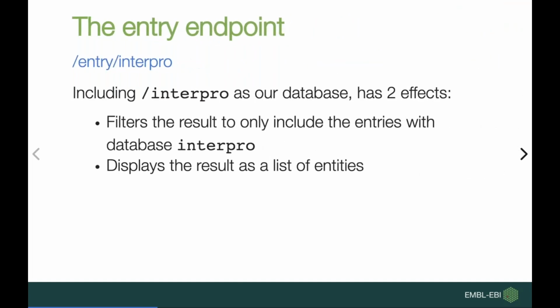Then we go a little bit further and say, no, not just entry, I want entry /interpro. That means that I am filtering the information of entries and I'm just interested in InterPro entries. It also implies that what I'm getting is not a summary. What I'm getting is a list of these entries. Every time you see entry InterPro, you immediately know that it is information about entries that belong to the database InterPro, and it's going to be a list of them.